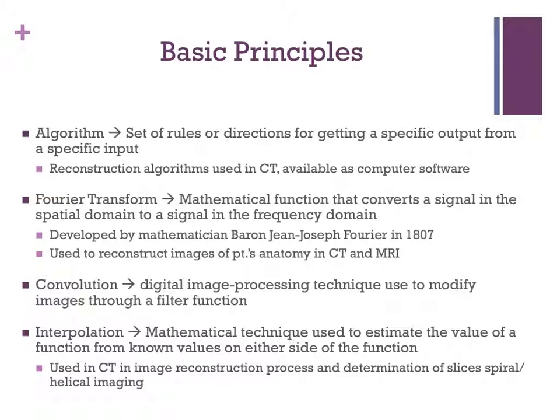The Fourier transform, which we've mentioned before, is a mathematical function that converts a signal in the spatial domain to a signal in the frequency domain. This was developed by a mathematician, Baron Jean-Joseph Fourier, in 1807, and it is used to reconstruct images of patients' anatomy in CT and MRI.